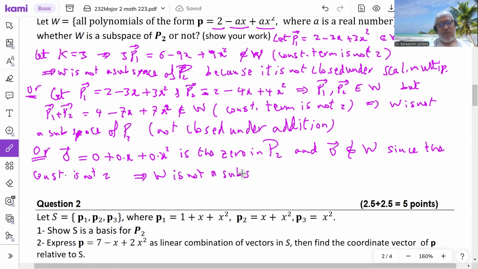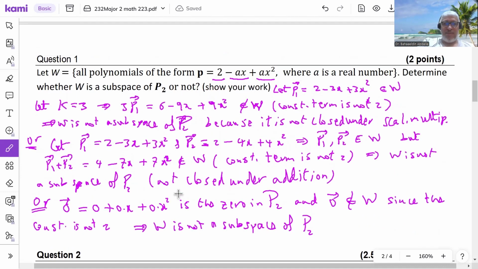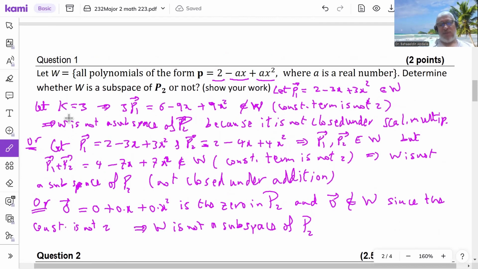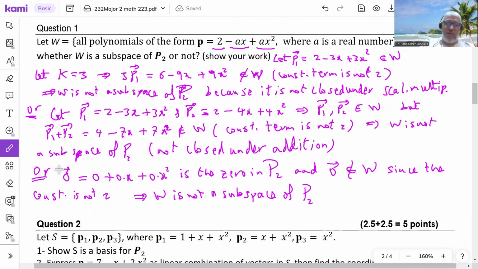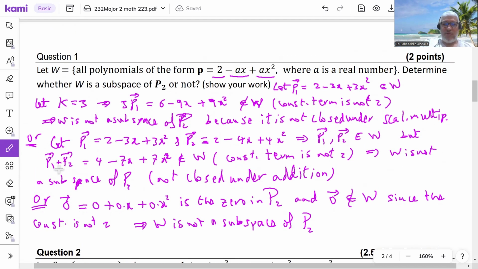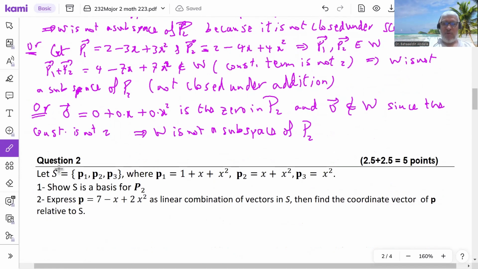If the 0 polynomial, or the 0 element in the vector space, does not belong to the set W, then W is not a subspace. All of these three different proofs are possible and all of them are correct.